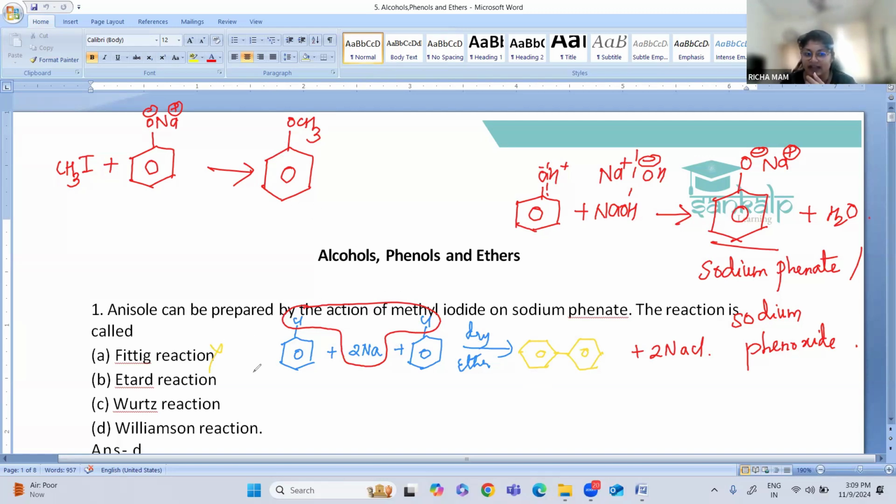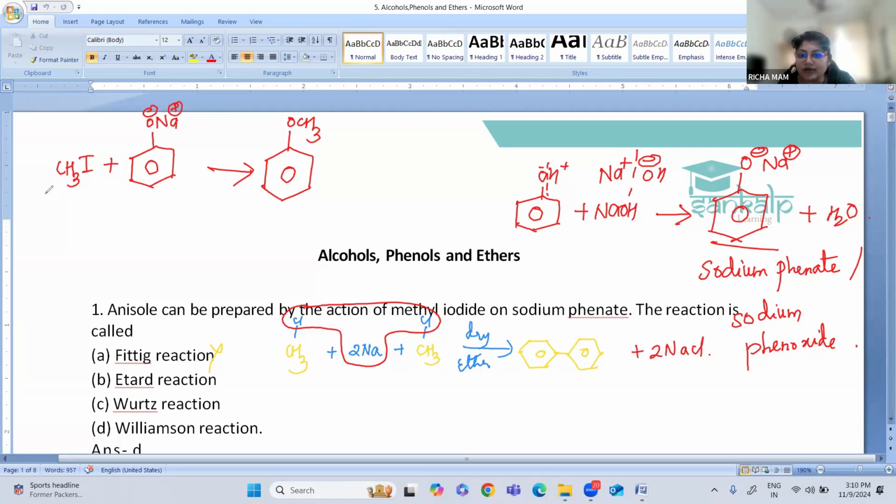So it is not a Fittig reaction. Then what is Etard reaction, students? Again, similarly, we'll see Wurtz reaction only. It will be easier. So in Wurtz reaction, what we are doing? In Wurtz reaction, we have alkyl halides. Both will be alkyl halides.